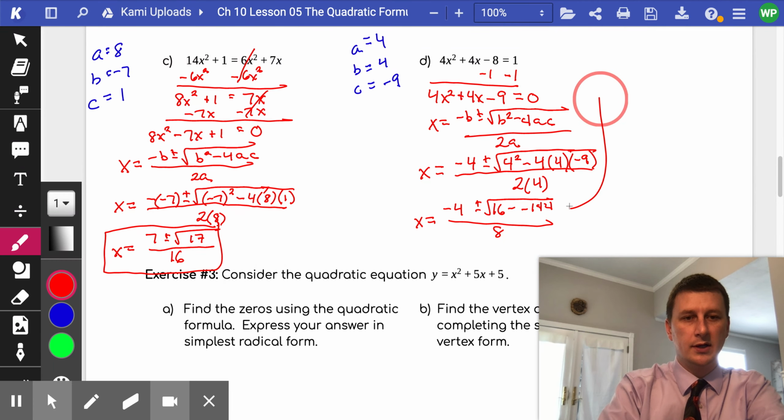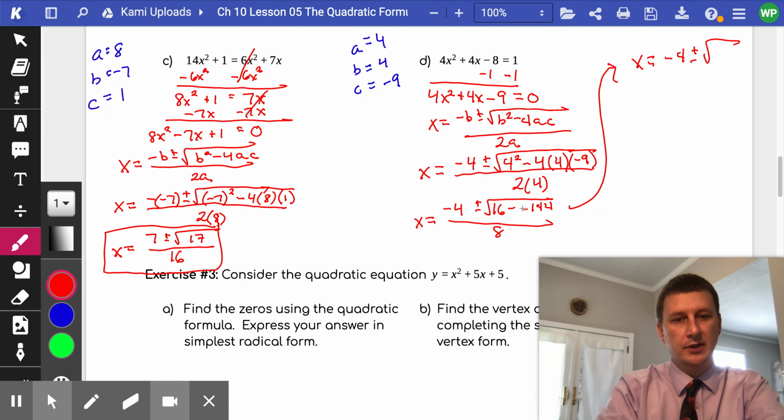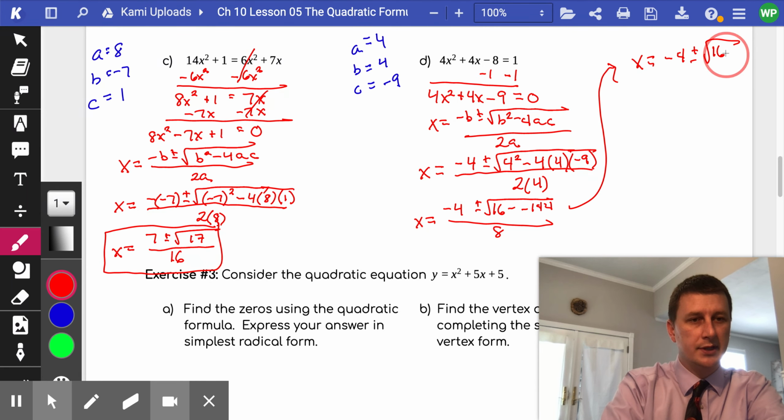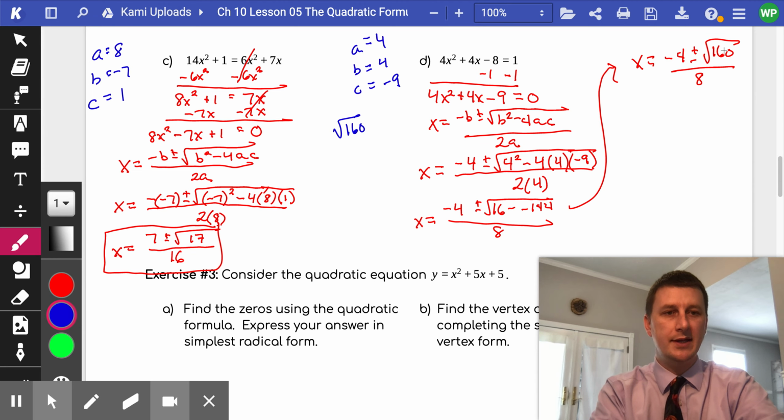So we're going to move our work up here so we can have some more room. And we're going to have x is equal to negative 4 plus or minus the square root of 16, that's really plus 144. So that's going to be 160 over 8. I'm going to have to make a factor tree somewhere on this page. Let's go right over here. We're going to have to make a factor tree for 160 because we need to simplify this radical to place it in simplest radical form.